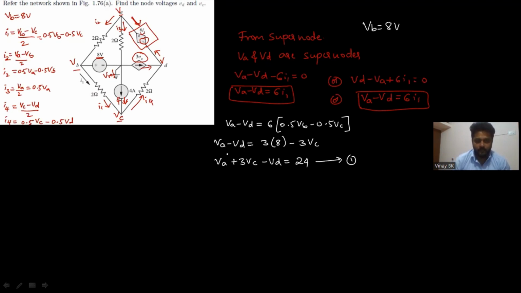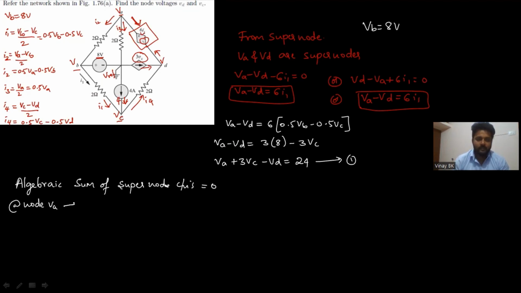So now one equation you're getting from the supernode. Next, if there is a supernode, you should know that the algebraic sum of supernode currents equals 0. The supernodes are nothing but the currents at VA and the currents at VD, which equals 0. So now at node VA, VA is a supernode now.